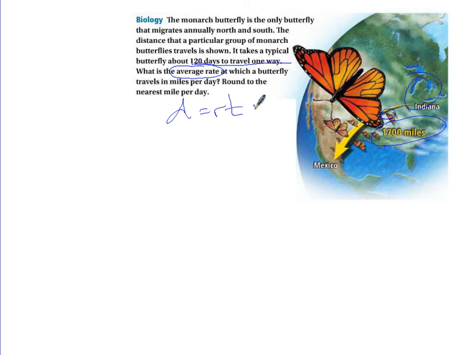Okay, which letter are we looking for? It says what? The average rate. So we are looking for R. Don't we have D? Don't we have T? Yeah. So we're going to solve this formula for R and then substitute our numbers in. So how do I do that? Divide both sides by T, and I get R equals D over T.